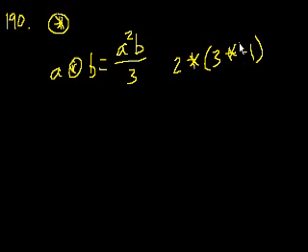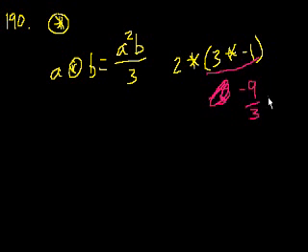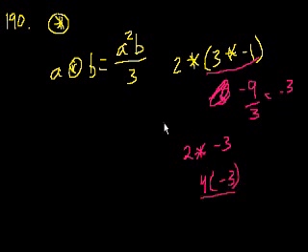So 3 star minus 1 is equal to 3 squared times minus 1, which is just minus 3 squared, or minus 9, right? 3 squared is 9, times minus 1 is minus 9, divided by 3, which is equal to minus 3. So this reduces to 2 star minus 3, which is equal to 2 squared, which is 4, times minus 3, all of that over 3. Minus 3 divided by 3 is just minus 1. So we have minus 1 times 4, which is equal to minus 4. And that's choice E.